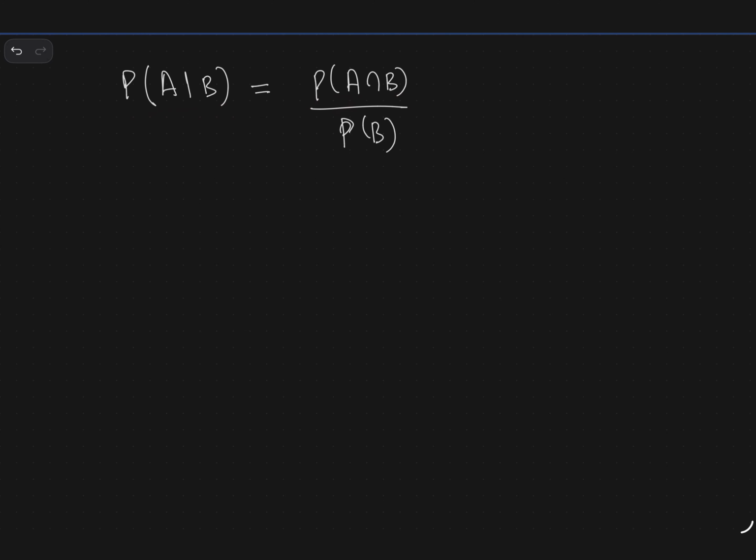So why does this formula work? Let's suppose event B already happened. Then our entire sample space shrinks to B.